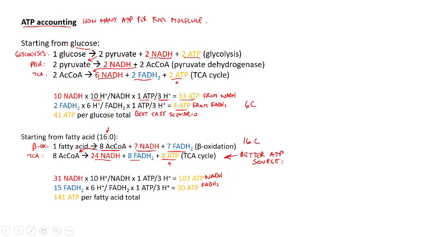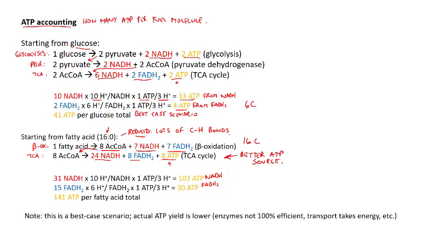Well, there was a homework question related to this. The reason for that is that the fatty acid is very reduced. It has lots of carbon-hydrogen bonds. The more reduced it is, the more we can oxidize it, the more NADH and FADH2 we get, and the more ATP that we get out of that. That's why fat has so many more calories than sugar, because it's more reduced.